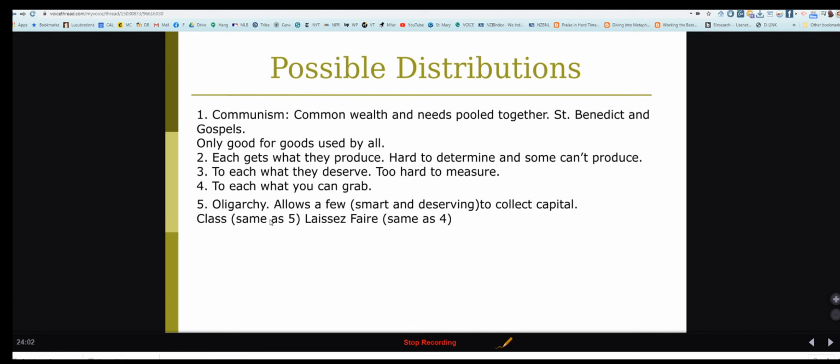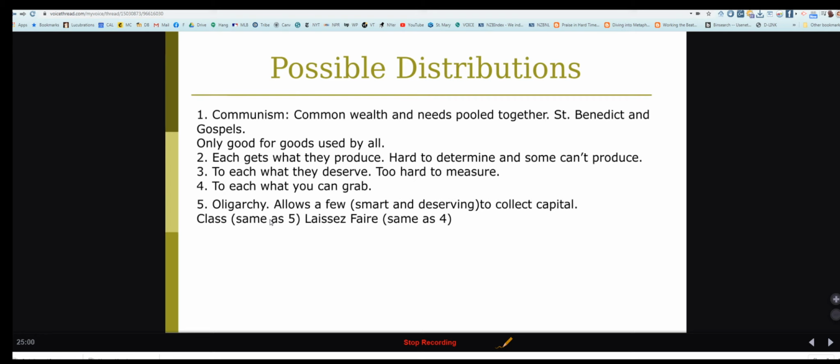So Shaw considers various different ways of distributing those goods. He considers communism the version of Saint Benedict and of the Gospels. But he says that's only good for goods that are used by all. So we're communists about our roads and our army and other things that we all benefit from, and therefore we're all willing to pay taxes for. So oftentimes people note that all of us are socialists or communists about certain social goods that we agree ought to be provided by the government and that we all ought to share in common, both their costs and their benefits. But he recognizes that you can only do that for things that we all agree are goods for everyone.